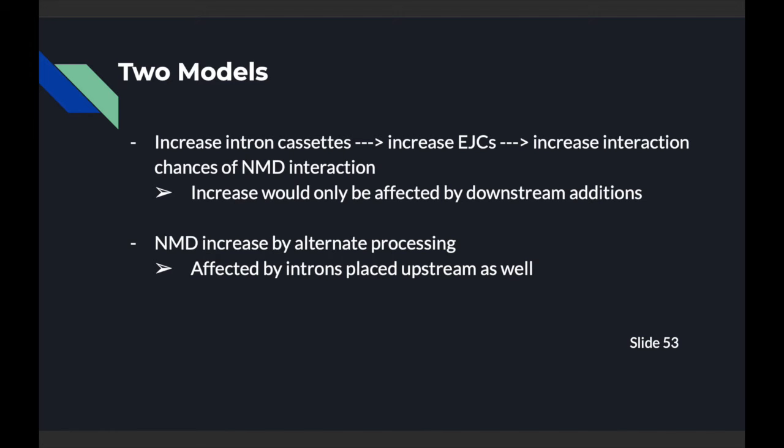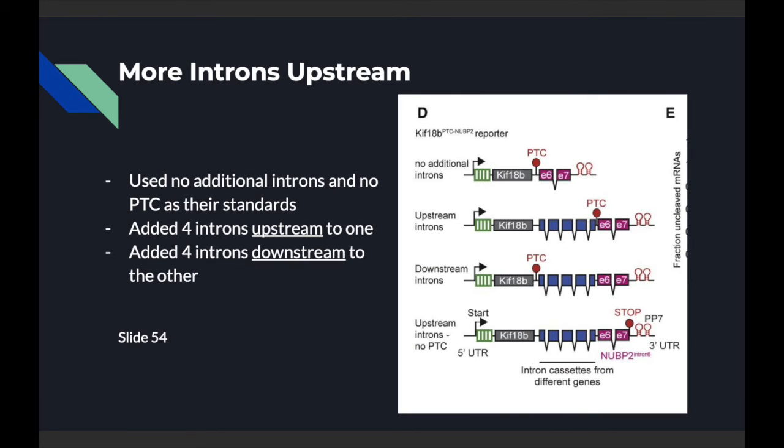The second idea was NMD could be increased through altered mRNA processing. They gave the example that altered processing could enhance an NMD stimulating protein being loaded onto the mRNA. This model means introns placed upstream of a PTC could also affect NMD efficiency.